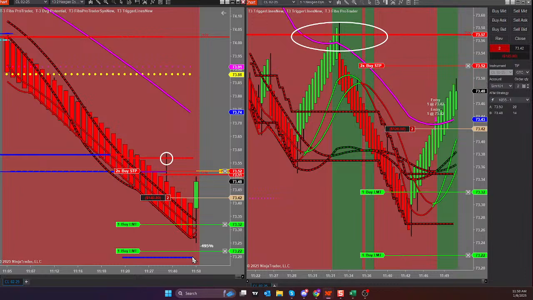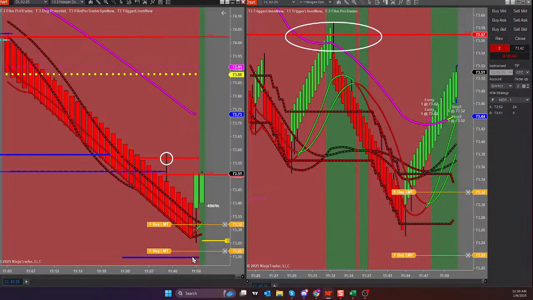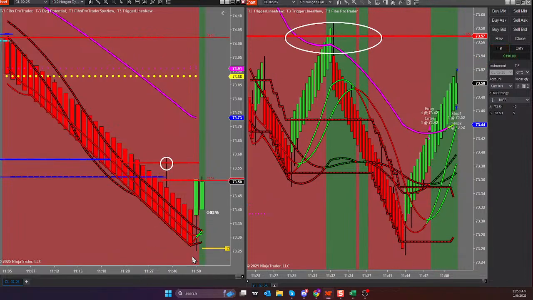Hopefully that Fibonacci resistance, when price reaches it and all the triggers are below, is enough to stop it. But it's not. Not a high probability trend trade, ladies and gentlemen.